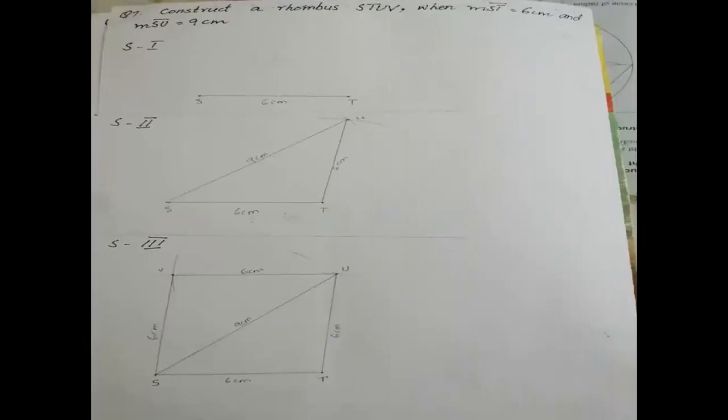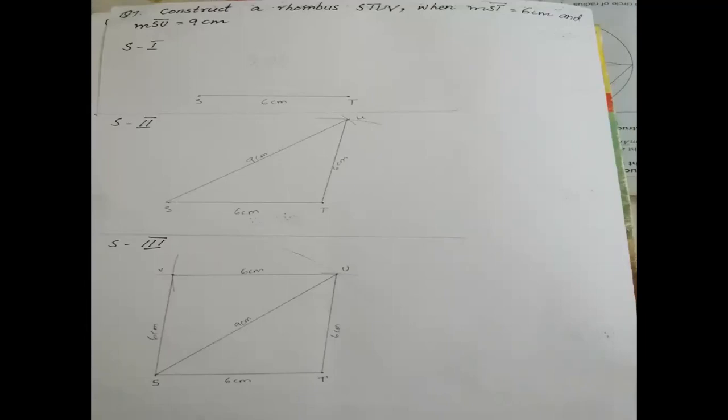Question number 7 is also a rhombus, but with ST and SU. One side is given and one diagonal is given. In the previous one, only one side and the angle were given. Now one side is given and also the diagonal is given. In the first step, you will draw the line ST 6 centimeters.